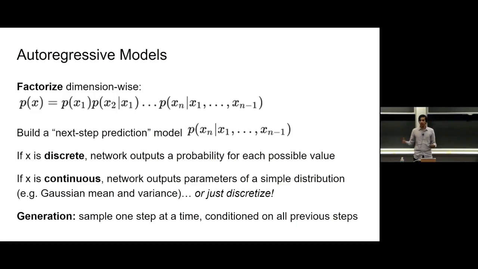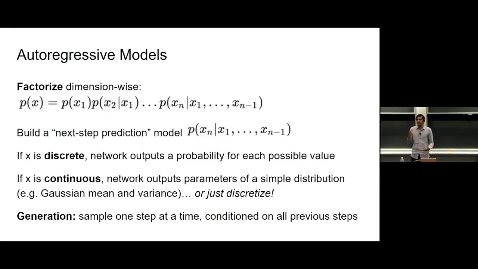We'll call it a next step prediction model because in a lot of the data we care about, the dimensions are organized neatly into steps. So we build a model to predict the nth dimension or the nth time step or the nth pixel or whatever it is, because our dimensions tend to be ordered into this nice spatial or temporal structure.